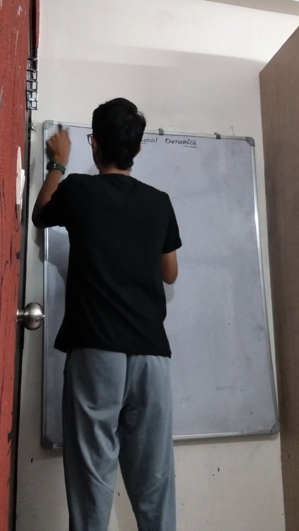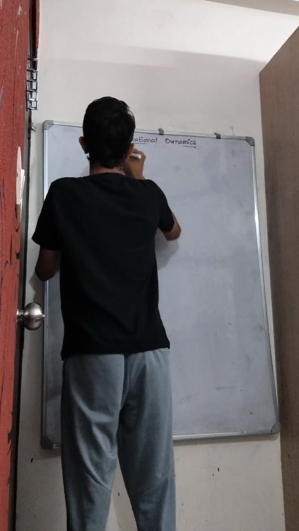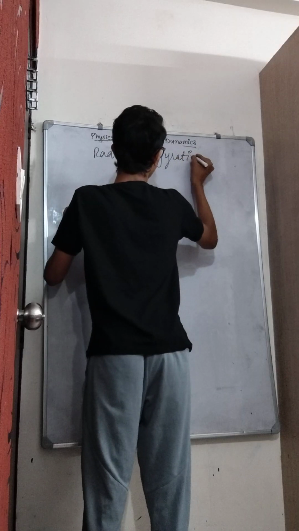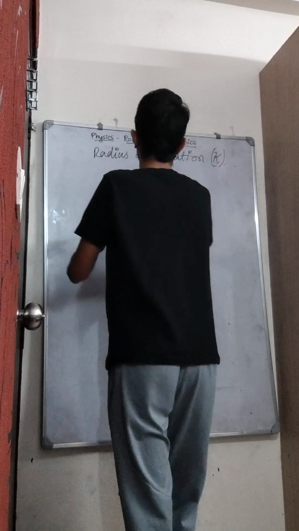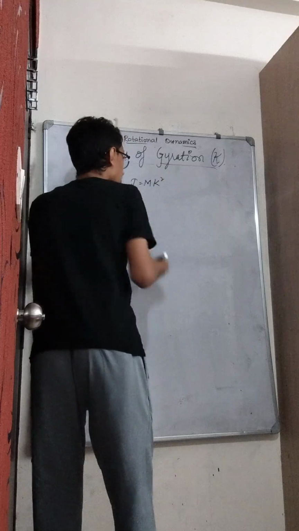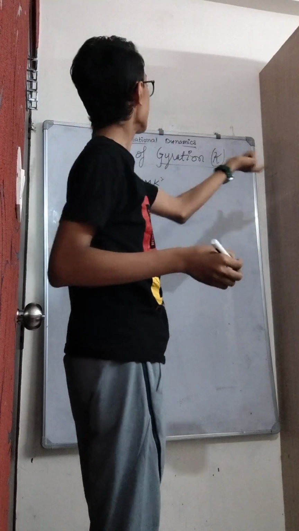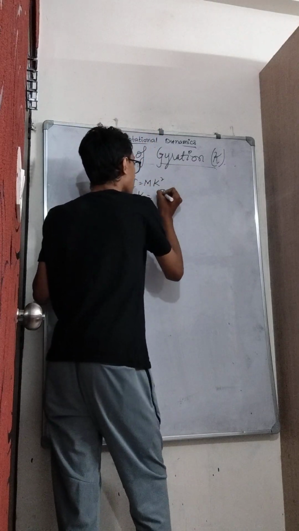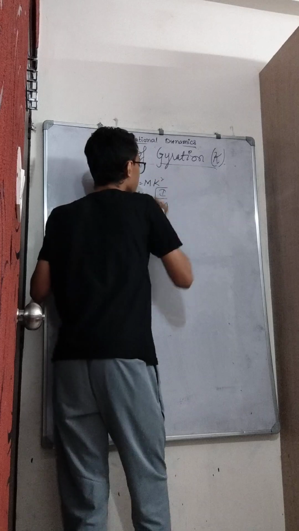Now, radius of gyration, K. What is K? I will explain. We already learned that I is equal to m k square, I is equal to m r square, where k is the perpendicular distance from the axis. Now k, if I just find it, is the radius of gyration.